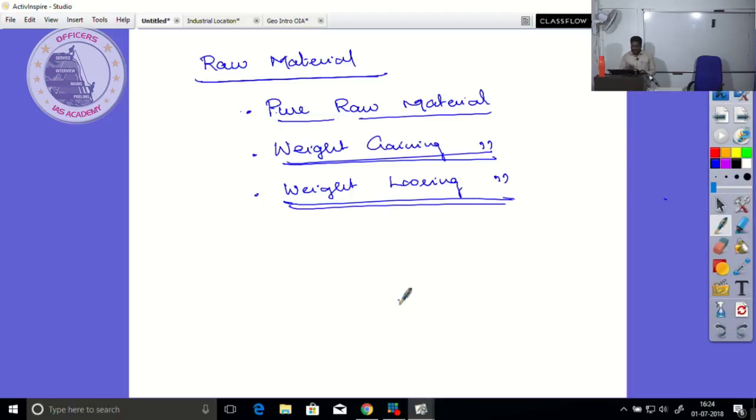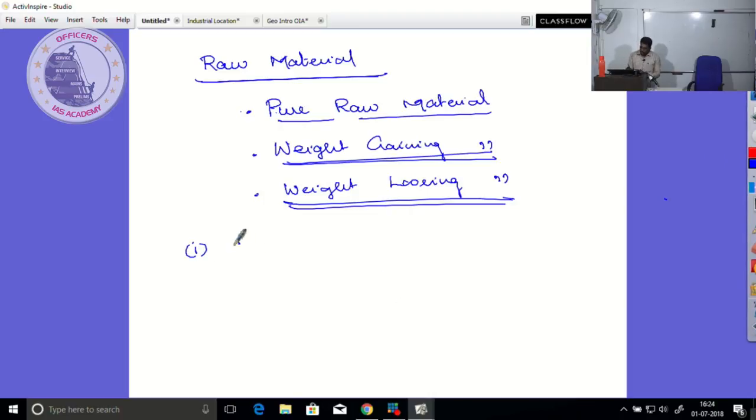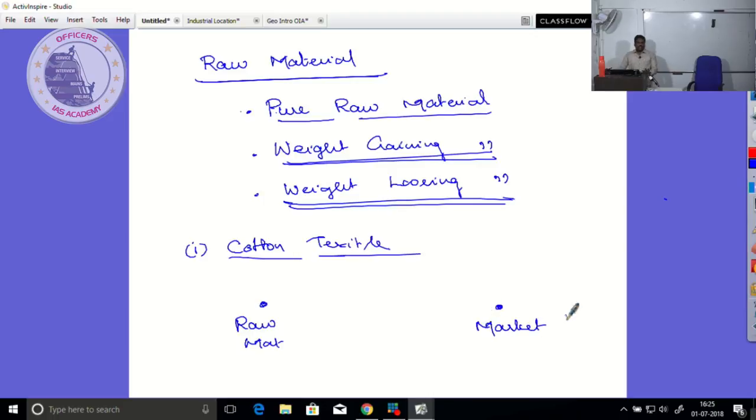For example, let me talk about cotton, sir, or cotton textile. When I talk about cotton textile, always an industry is located between the place where you get a raw material and a place where this finished goods is already, means almost it is sold. Let me call it as market. When I talk about the location of any industries, the industry is always located between raw material and the market as such.